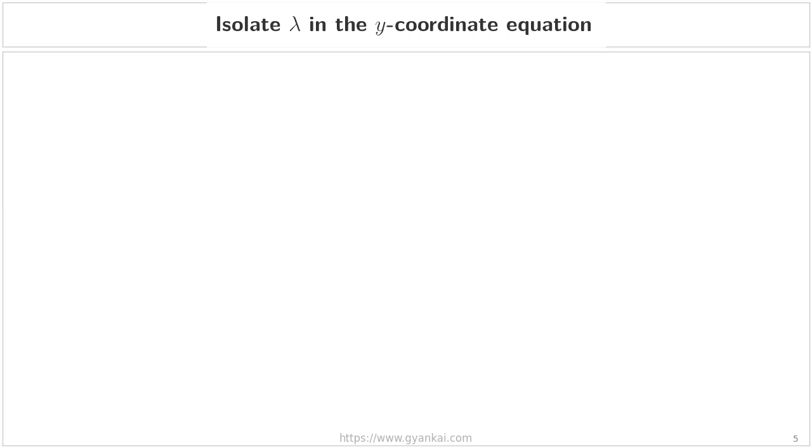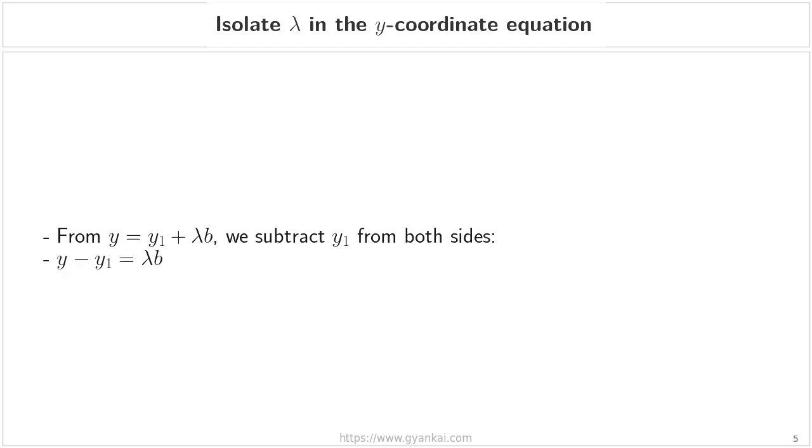Isolate lambda in the y coordinate equation. Now, just as we did with the x-coordinate in the previous slide, let's apply that same logic to the y-coordinate. We start with our parametric equation for y, which is y equals y sub 1 plus lambda times b. To begin isolating our parameter, we'll subtract y sub 1 from both sides of the equation, which leaves us with y minus y sub 1 equals lambda times b.